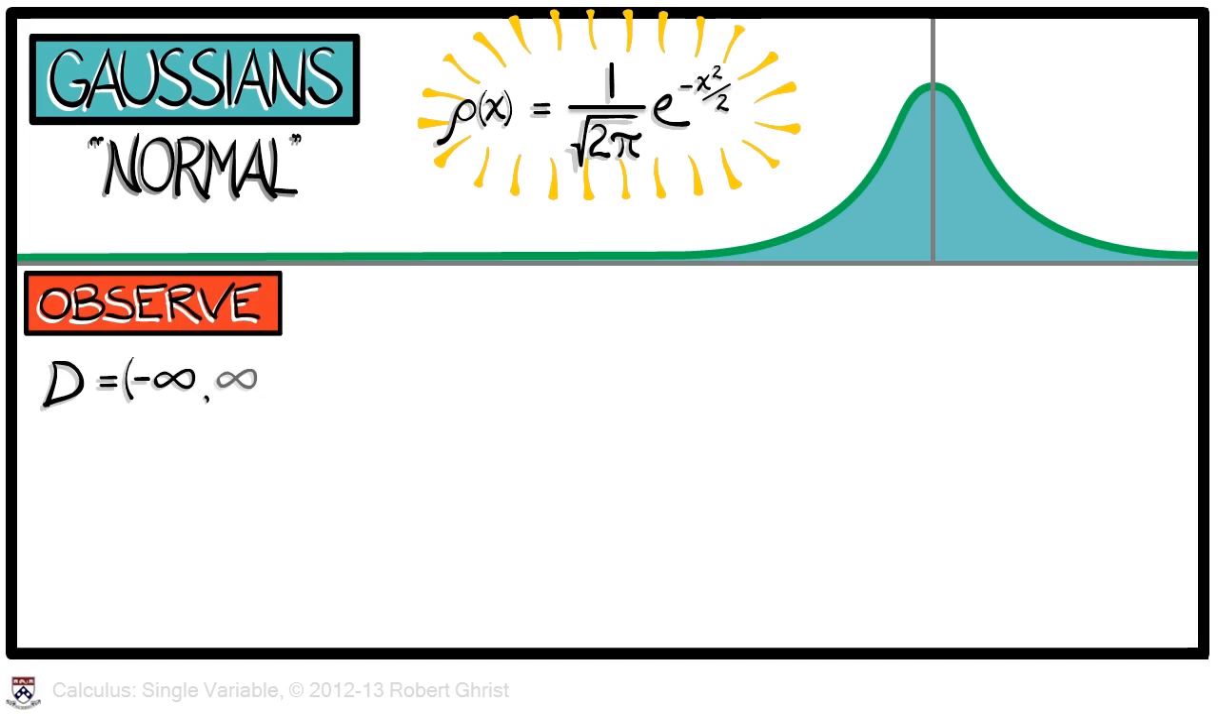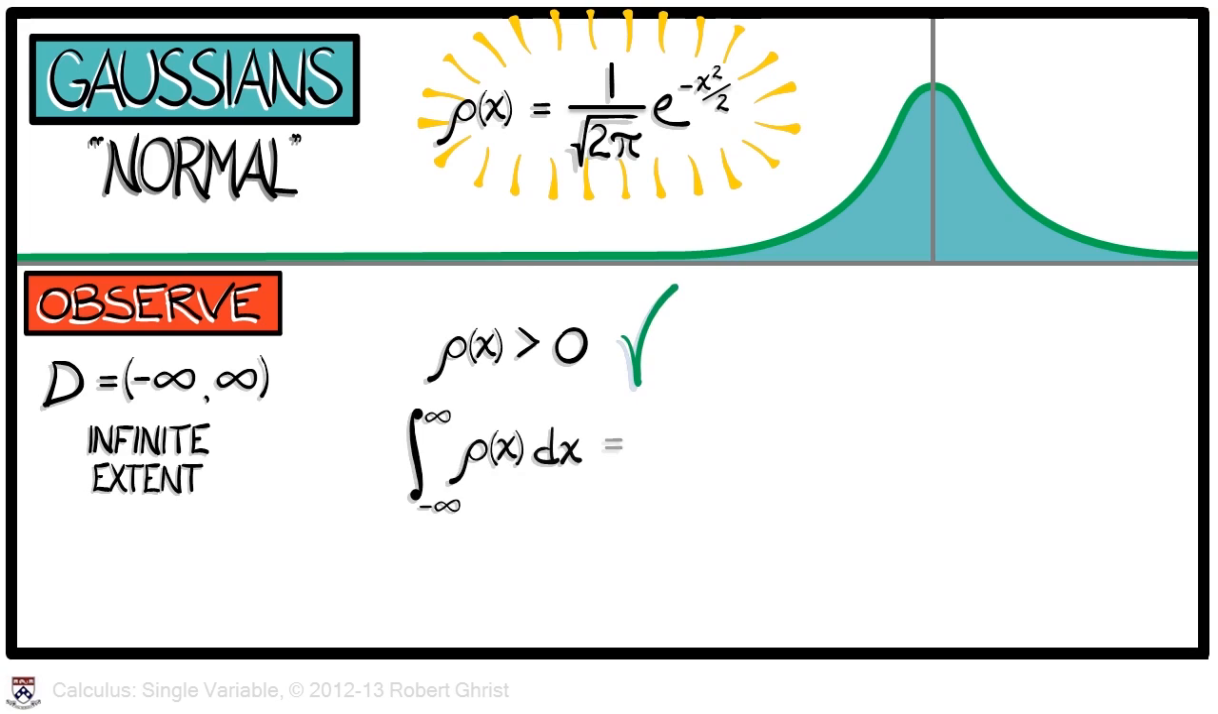Now, there are a few things to observe. First of all, in this case, your domain is the entire real line. That is, this is a setting of infinite extent. Anything could happen. Your PDF is certainly positive. In fact, it's strictly positive. But the tricky thing is in verifying that it's a PDF. That is, in verifying that the integral over the entire real line is equal to 1. You're going to have to trust me on that for now. You don't quite have enough at your disposal to prove this.